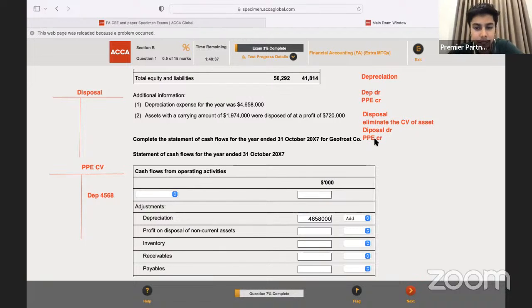So when you eliminate the carrying value, guys, double entry: disposal debit, PPE credit. Now, guys, see, an asset with a carrying amount of 1974 was sold. So now remove the double entry. So therefore, guys, what will happen? Disposal account will become debit, PPE 1978. And the PPE account will become credit, disposal, 1978. So these are the two things, guys, that you need to remember with a PPE account at carrying value. Can you guys check and see, are you okay with what I have explained so far?